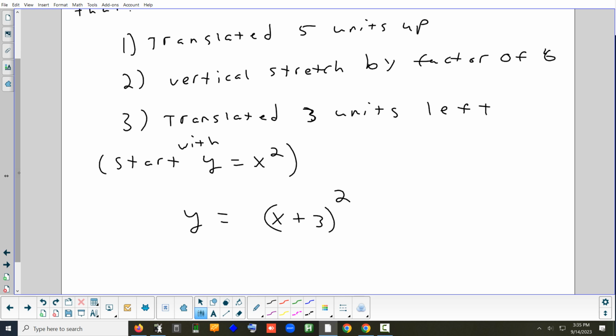Now the next thing we do is the vertical stretch by a factor of 6. If you want to stretch something vertically 6 times as much, how would you do that in that equation?